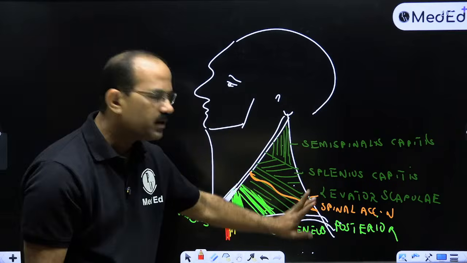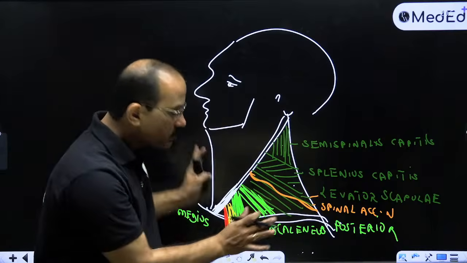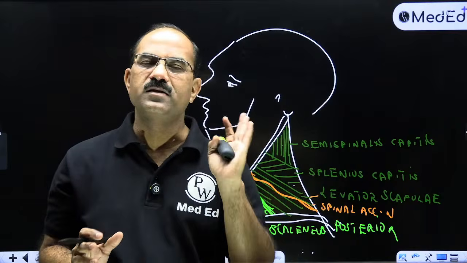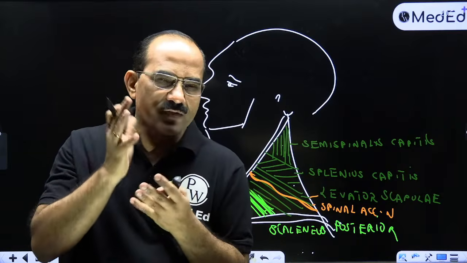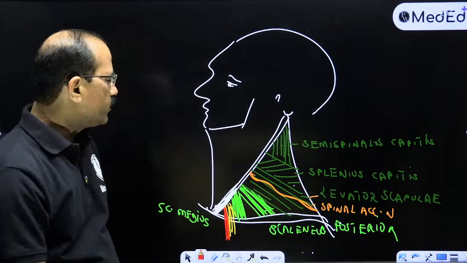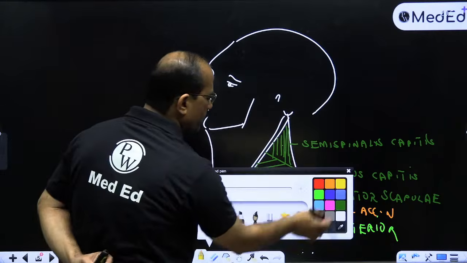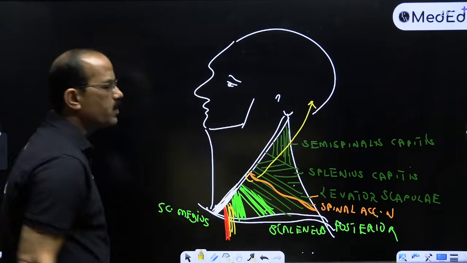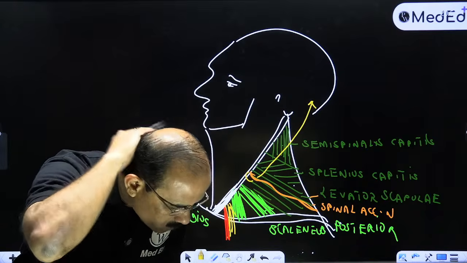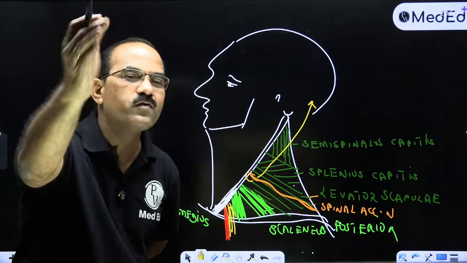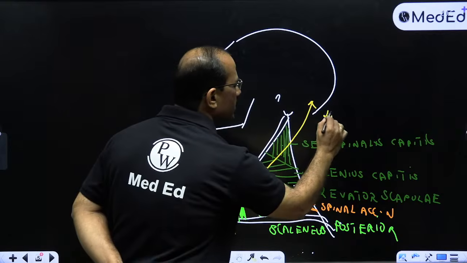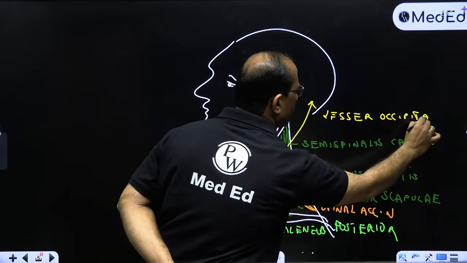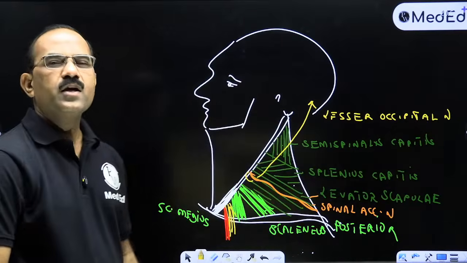Then comes the spinal accessory nerve, and around the spinal accessory nerve we get a plexus. The name is cervical plexus. There's a group of nerves. I'll just tell you, have a look. There's a nerve which winds around the spinal accessory and goes up to supply the skin over the occiput. The name is lesser occipital nerve. Lesser occipital nerve.